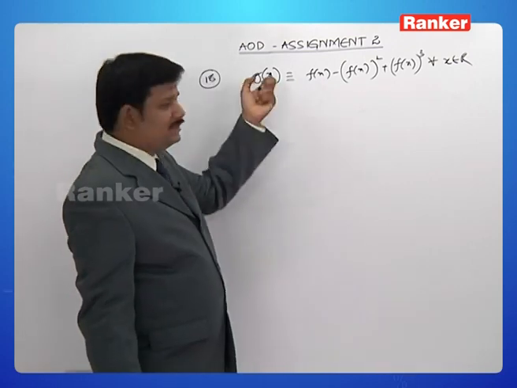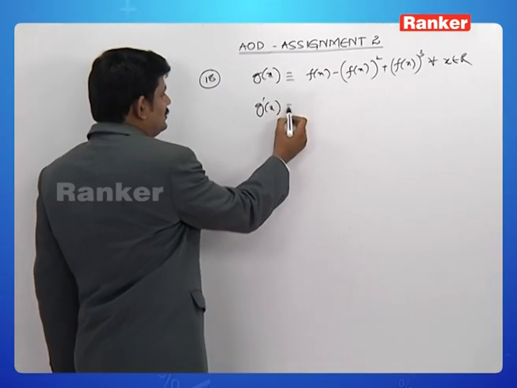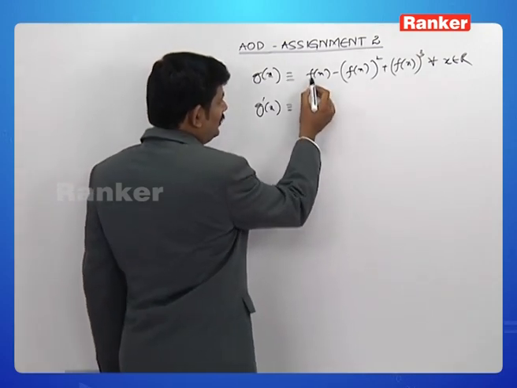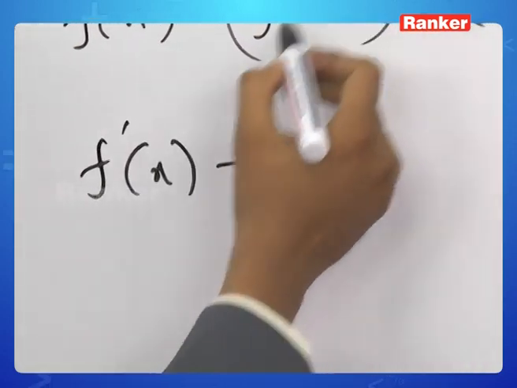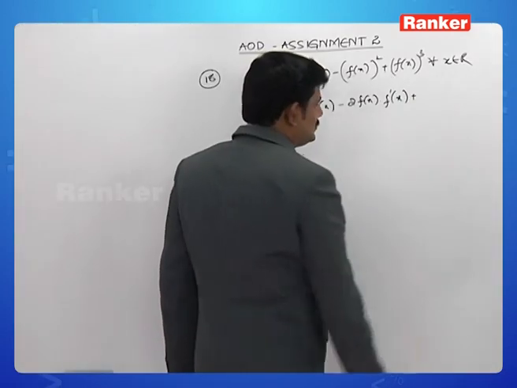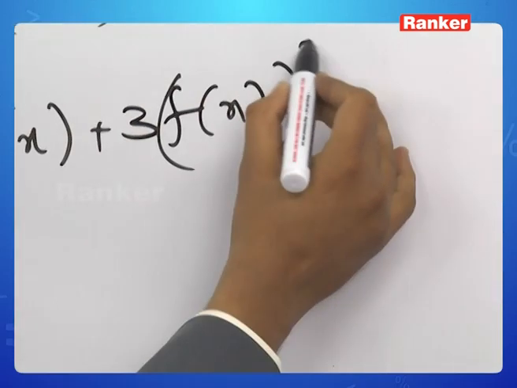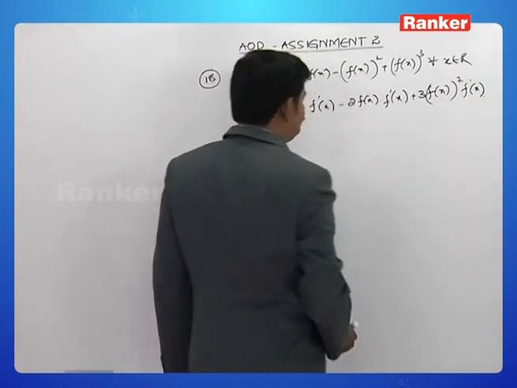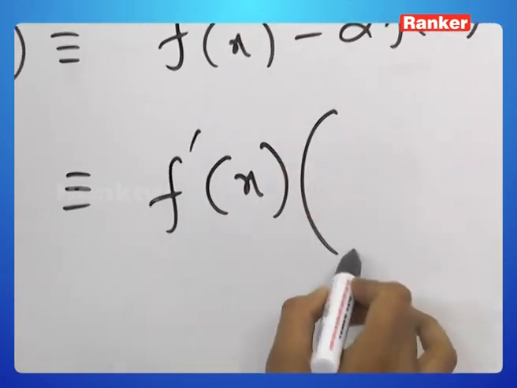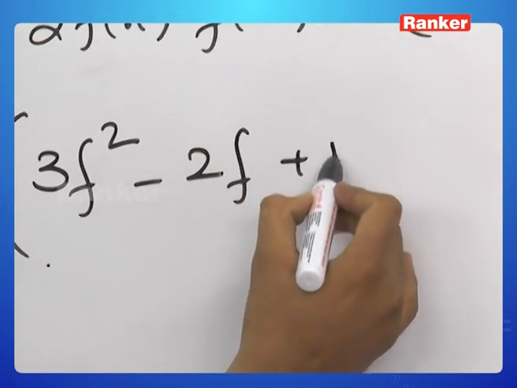To talk about monotonicity of this function, let us differentiate g of x. g dash of x is derivative of f of x, f dash of x, minus derivative of f of x whole square, 2 into f of x into f dash of x, plus derivative of f of x whole cube, 3 into f of x whole square into f dash of x. Taking f dash of x common, we have f dash of x into 3 f of x whole square minus 2 f of x plus 1.